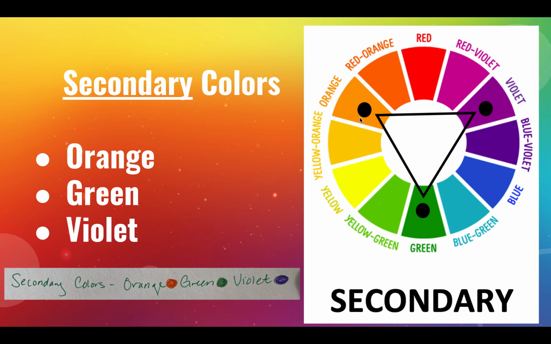Orange, violet, and green are mixed from those primary colors, in kind of equal ratios of both. So mix a little bit of red with a little bit of yellow, you're going to get some kind of orange. Mix a little bit of blue with a little bit of yellow, you'll get some kind of green. And notice that that's where it's sitting, in between those two colors on the color wheel. Mix a little red with a little blue, you'll get some kind of violet. So that's why these colors are laid out in the way that they are.